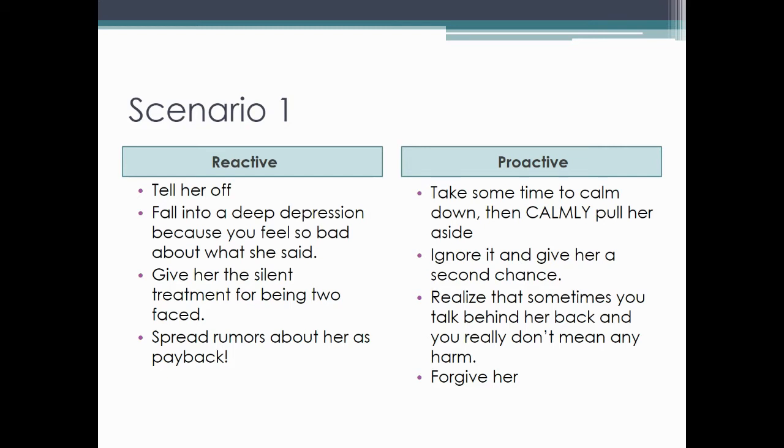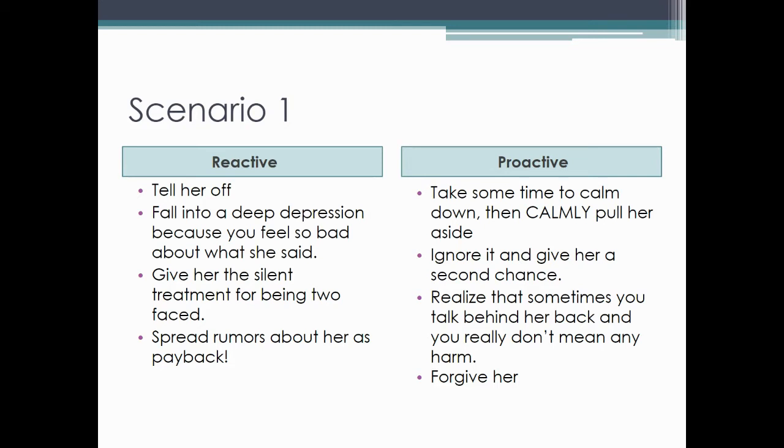But telling her off would definitely be a reactive solution. Falling into a deep depression because you feel so bad about what she said would absolutely be a reactive solution, even though that's a really easy thing for all of us to do, right? That's a very normal reaction to feel badly about somebody talking to you. That's very human. So sometimes it's really hard to not be reactive, right? You have to actively try to be proactive about solutions.